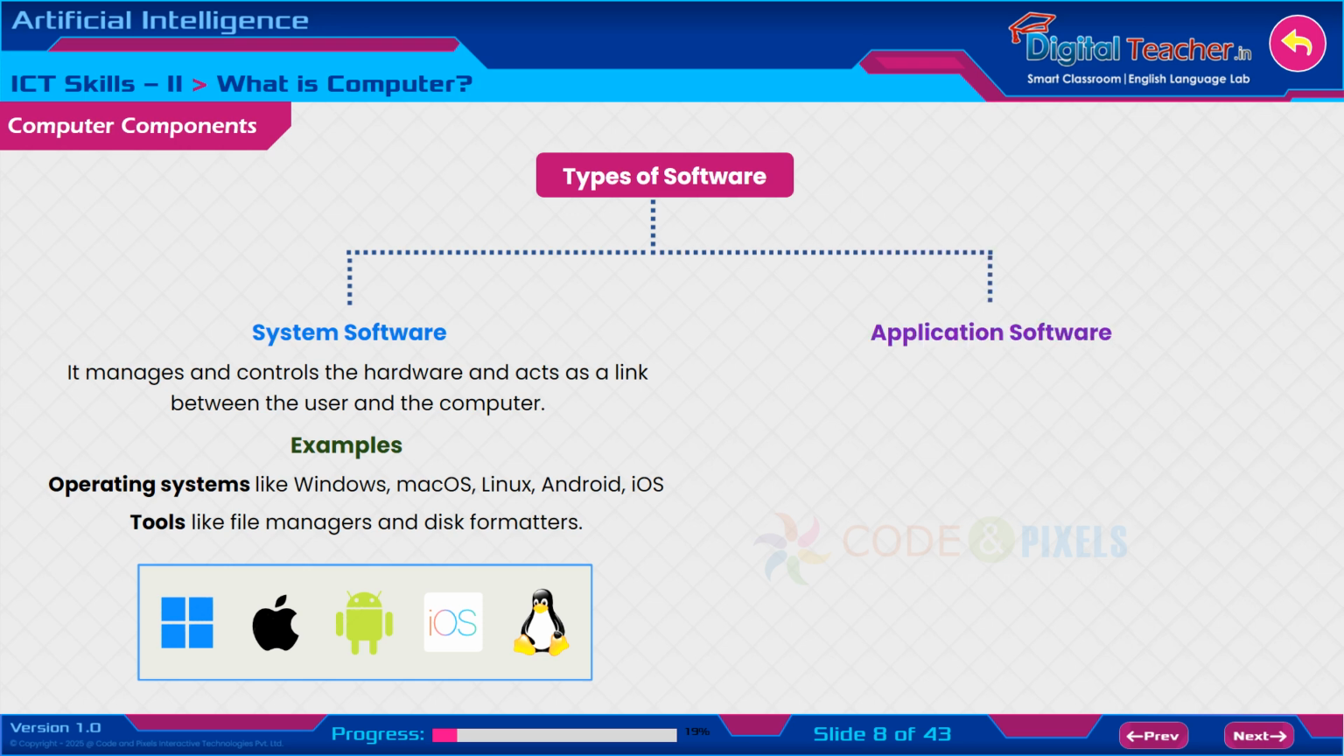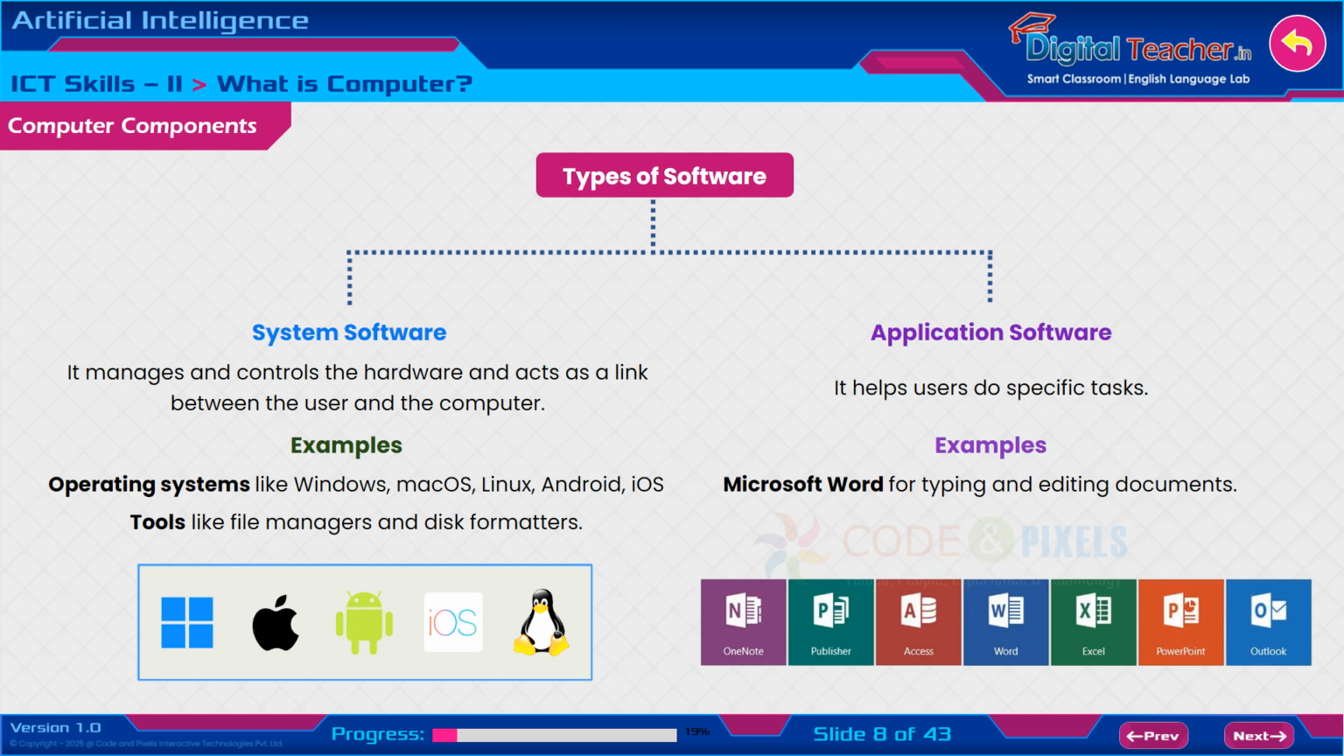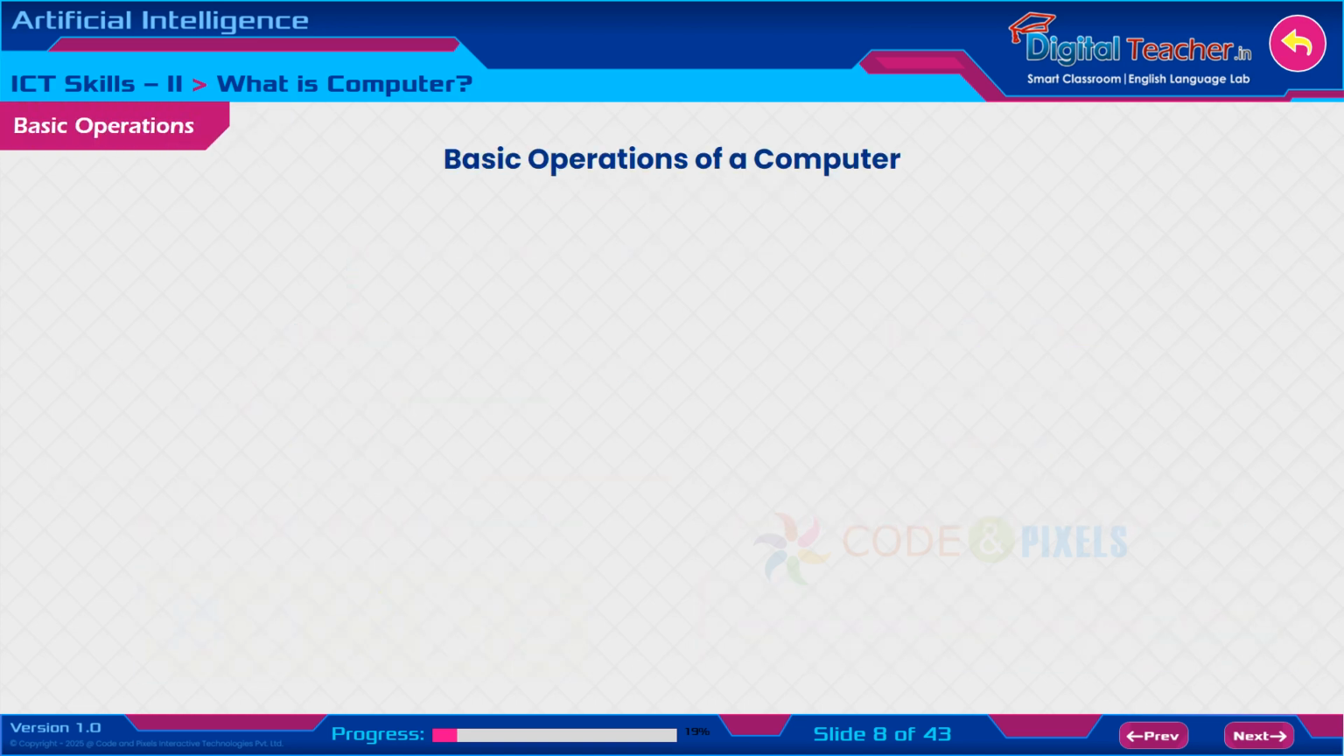Application software. It helps users do specific tasks. Microsoft Word for typing and editing documents. Microsoft Excel for calculations and creating charts. Basic operations of a computer. Computers perform 4 basic operations: input, process, output, and storage. Let's look at each of these in detail.